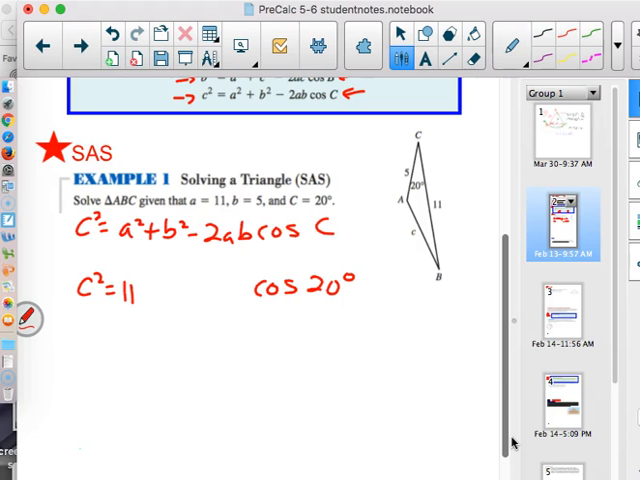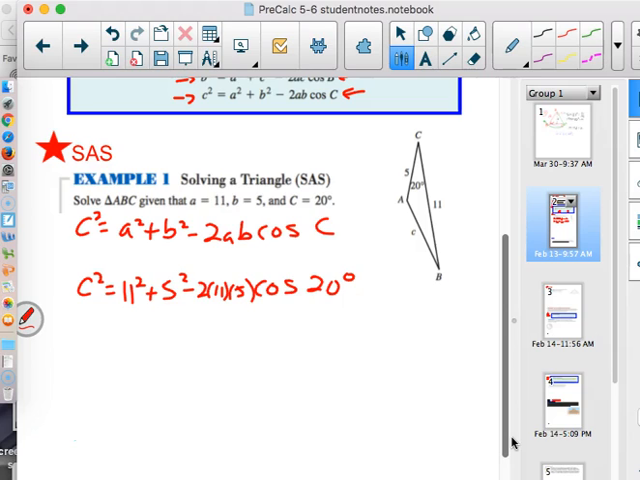So this will be 11 squared plus 5 squared minus 2 times 11 times 5. This is basically just a plug it in problem. I've got it in the formula and everything's ready to go. So anybody going to need to borrow a calculator today? Because we're definitely doing a lot of stuff with it. Calculator as we go through things again today.